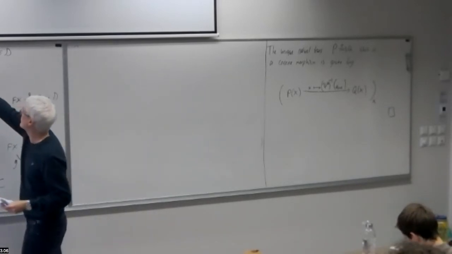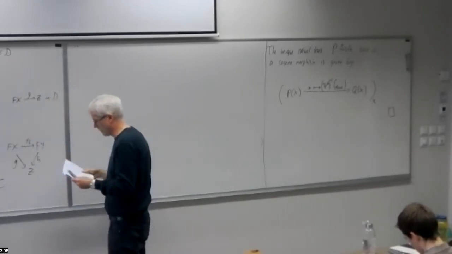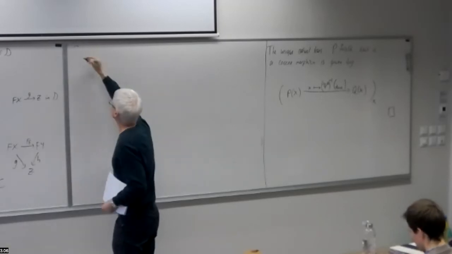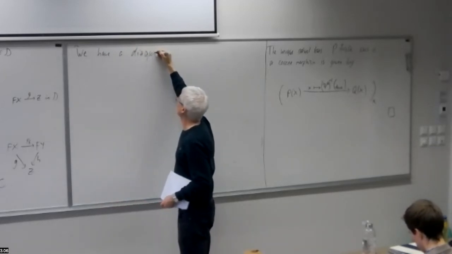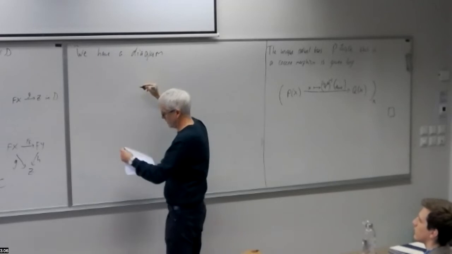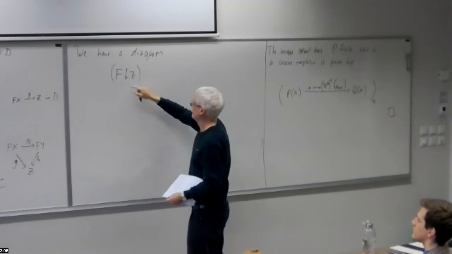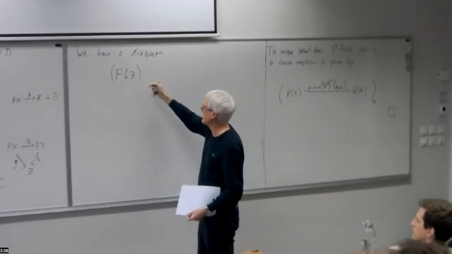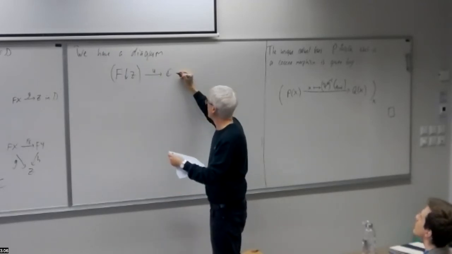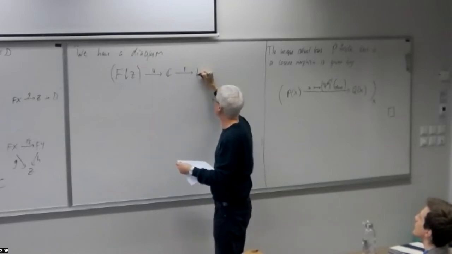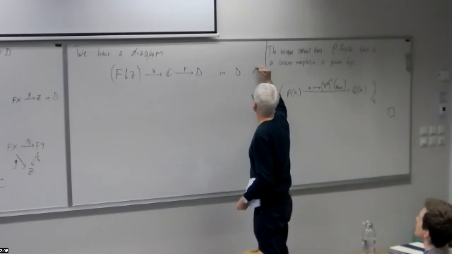Given such a functor F and an object Z in the category D, we always have a diagram of the following form determined by Z and F. From the comma category of F over Z, as we said, we go along the forgetful functor to C and along the functor F into D. So this is a diagram in D. Let me call this diagram A.